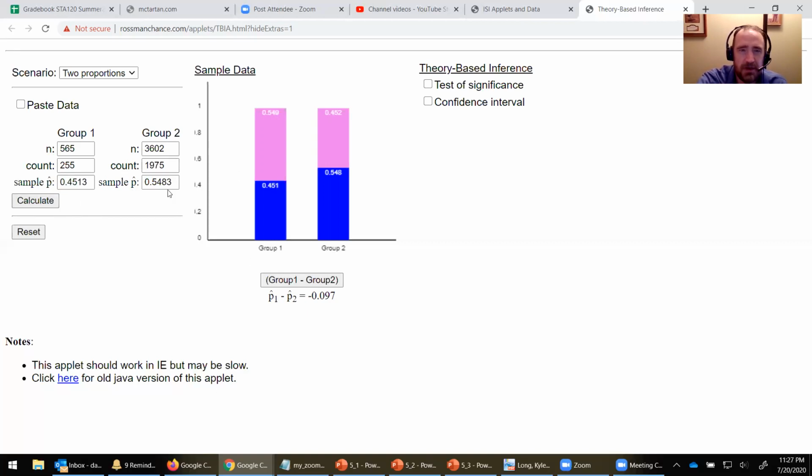Negative means the higher proportion of success is in group 2, right? Small minus big would give me a negative. Okay, I see in my sample about a 10% difference. The question is, out there in the population, should we expect to see a difference? So I can do a test of significance.